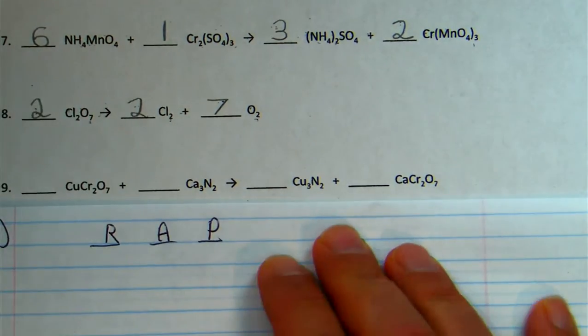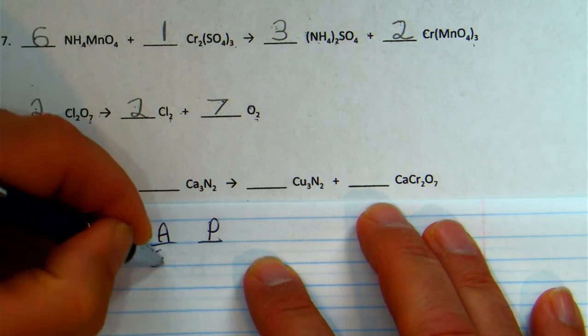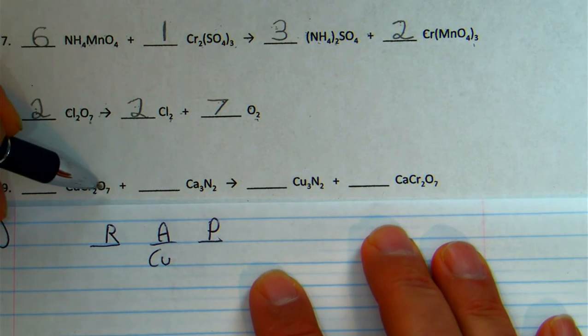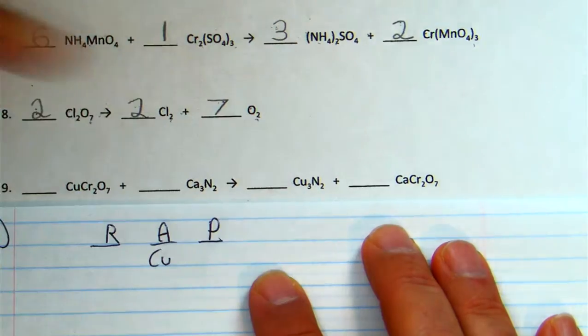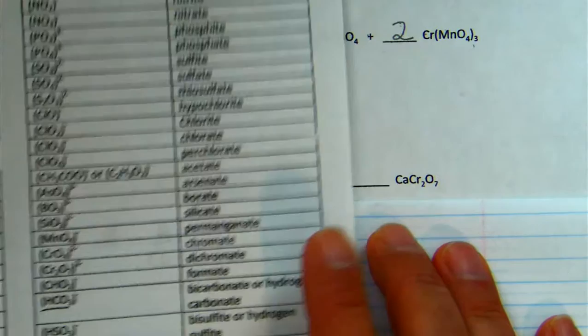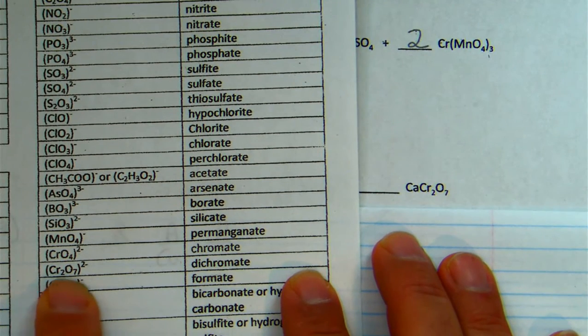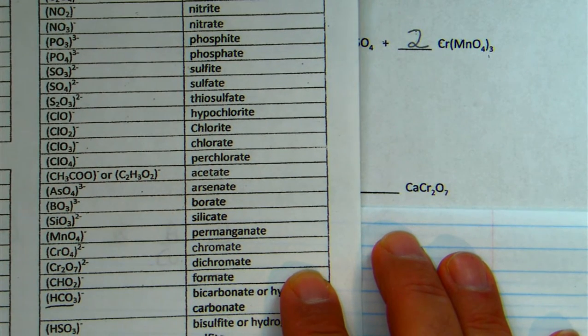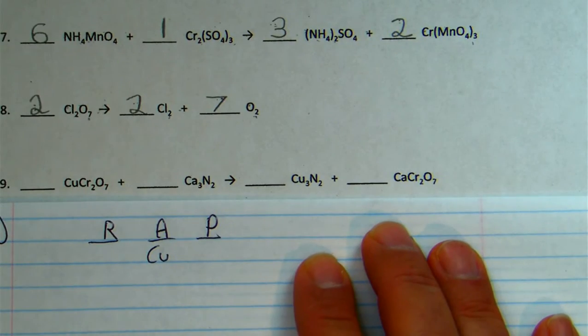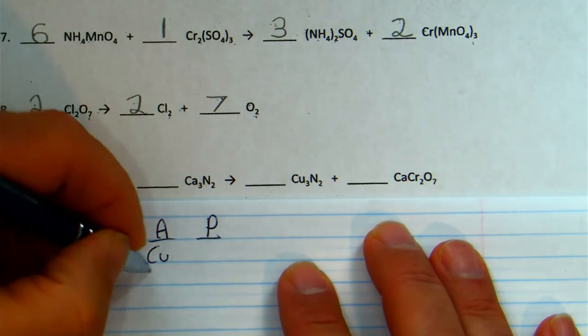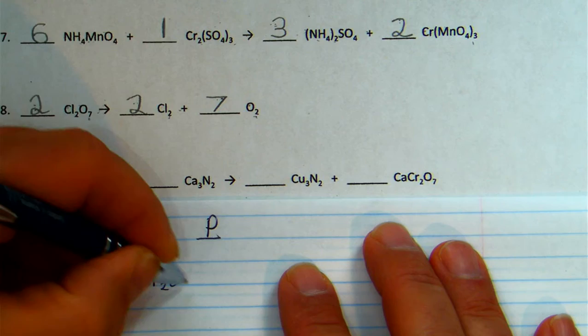My rap sheet for number 9, copper. Cr2O7 is a polyatomic ion. I could look up its name and see it's called dichromate. Cr2O7 with the 2- charge is called dichromate, and it stays together as a group. So I can leave it as Cr2O7, the group.